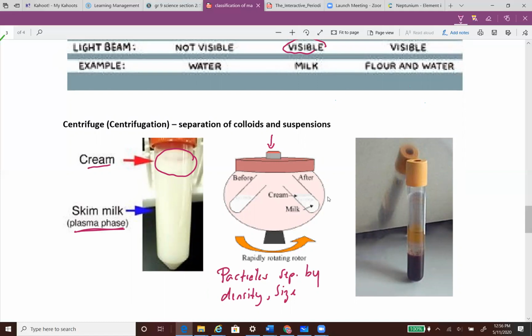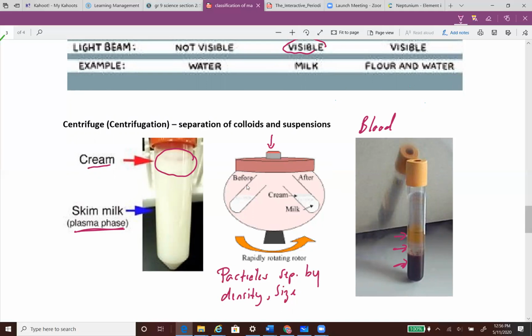We can do the same thing with blood. This is actually a sample of blood, and blood is also an example of a colloid. If we spin blood, you will see different layers. You can see at least 3 layers in the blood. That's because there are different particles in the blood, and when we spin it really rapidly, they will separate.